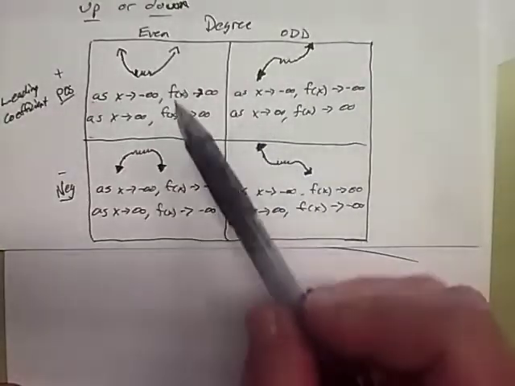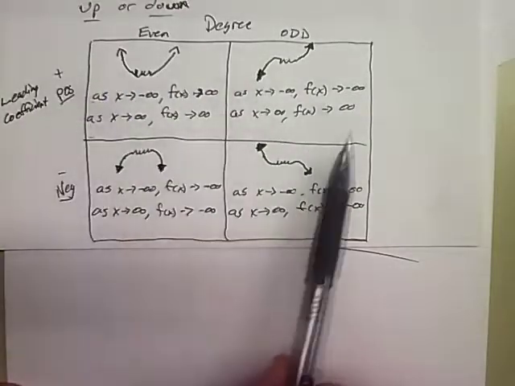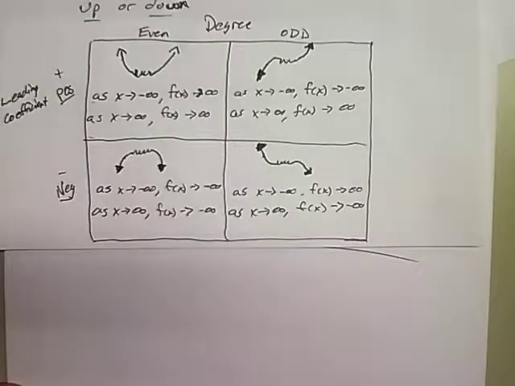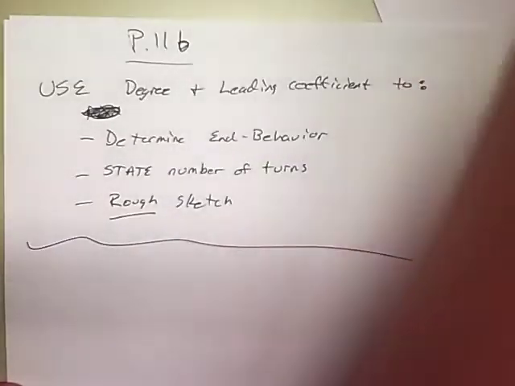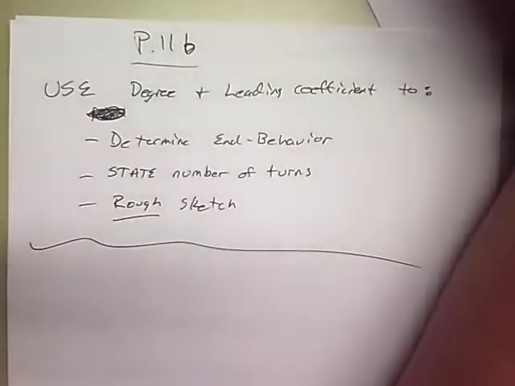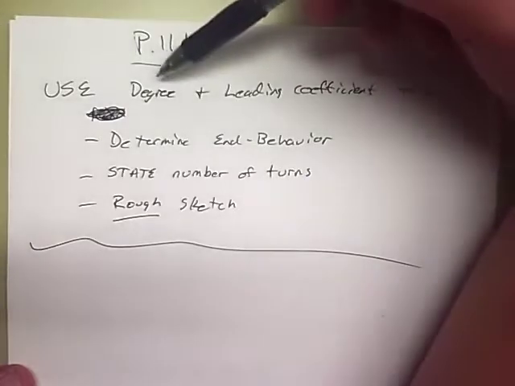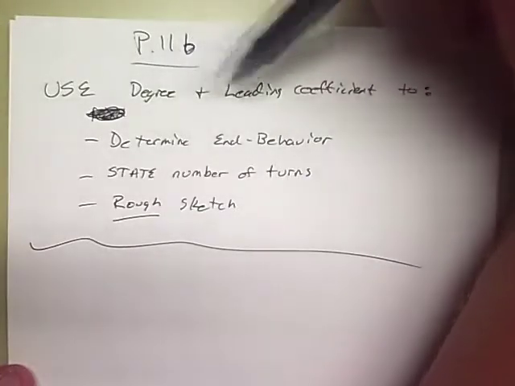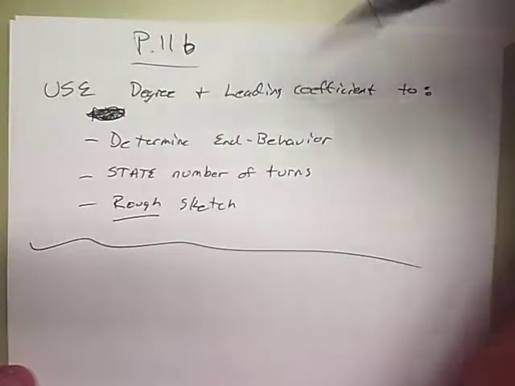So here we have our chart from the P11 video, and that chart's going to help us walk through exactly how to determine our end behavior. So again, it really relies on the degree. Is it even or odd? And is the leading coefficient positive or negative?